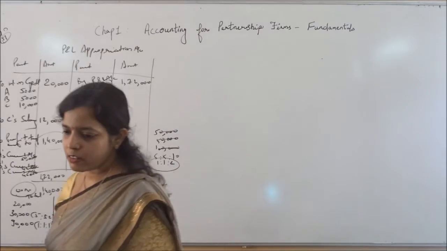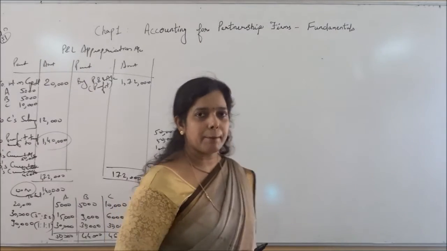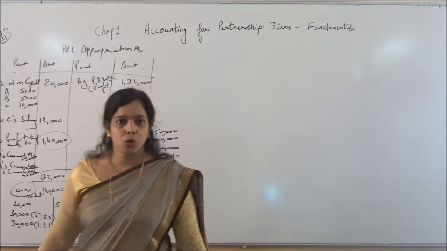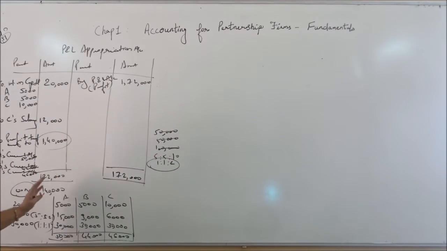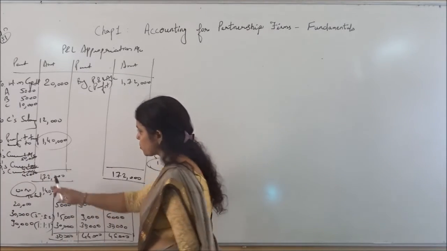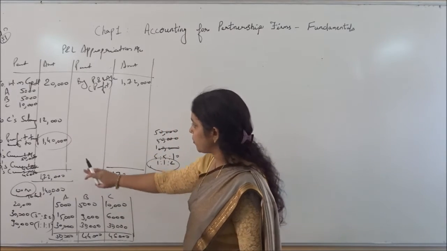Now see in the question, it is written you have to do the entry which is related to the appropriation of the profit. It means only this one entry is asked. So if it is like this in the exam, you will make this P&L appropriation account and you will pass this only one entry, because they are asking entry for the appropriation of the profit. What will be the entry?